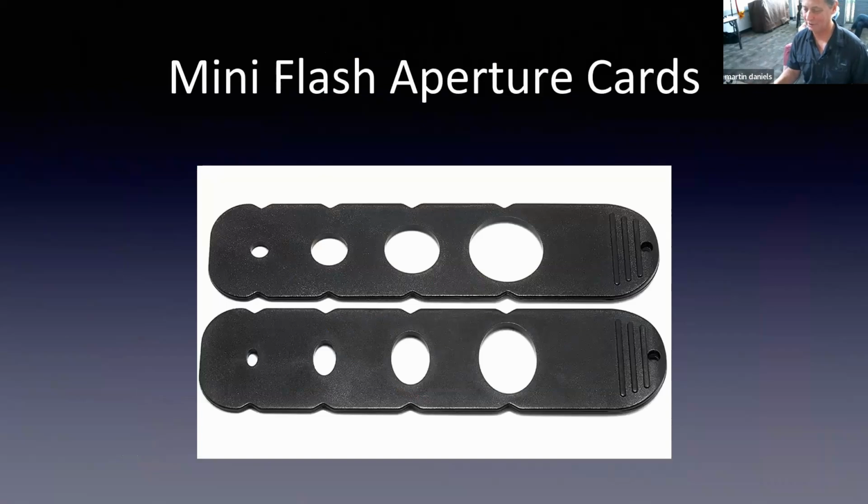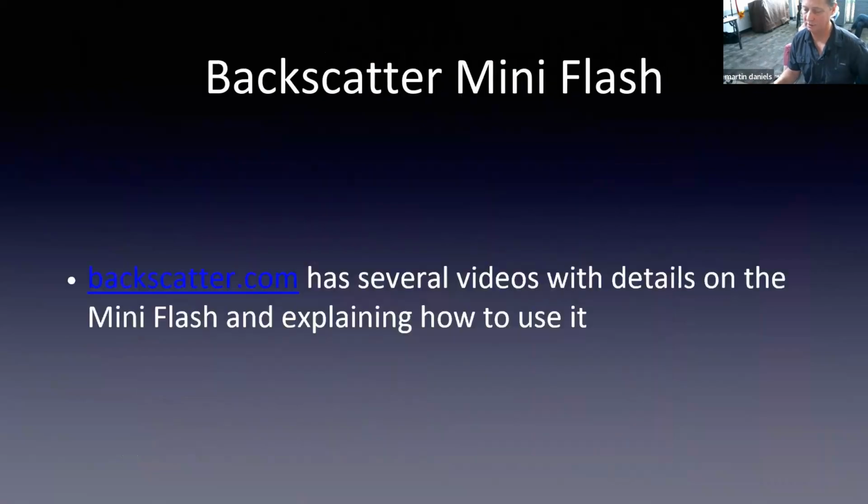These are the aperture cards, circular and oval, so you can see you can cover different sizes of subjects. Backscatter has a number of videos that are really well done to teach you how to use this thing. So if you do have one, or if you're going to buy one, watch the videos and really learn the tricks.